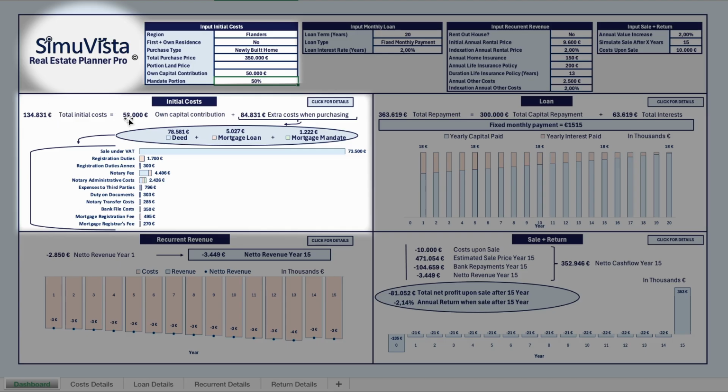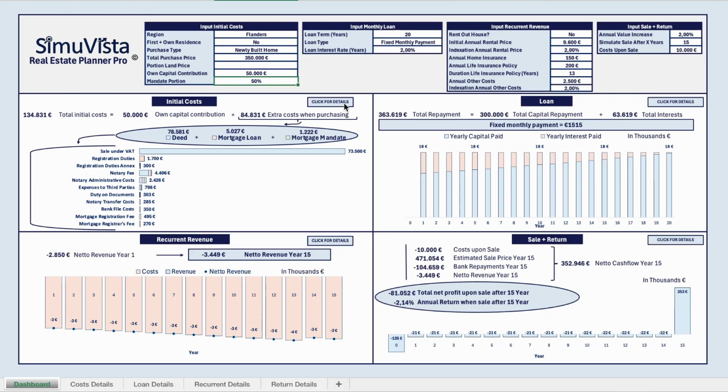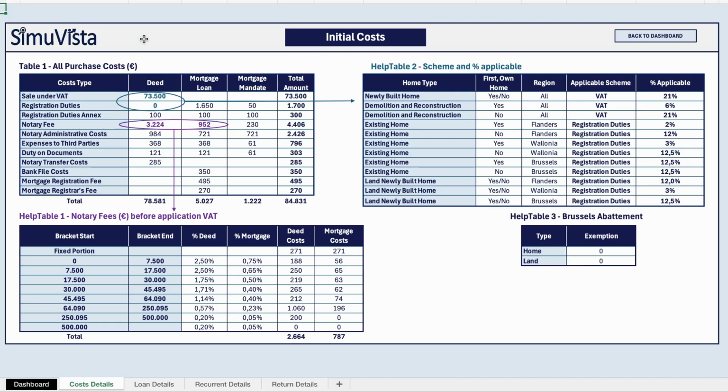For instance, in this case, next to your 50,000 own capital contribution, you will have to pay 84,831 extra costs when purchasing this house. And if you would like to have more details behind all these costs, you can see in this detailed cost tab the full breakdown.